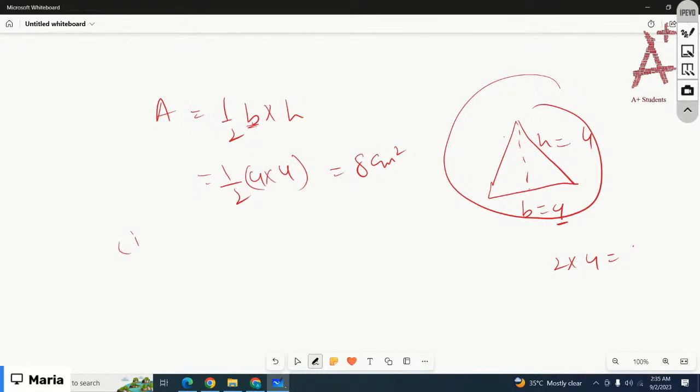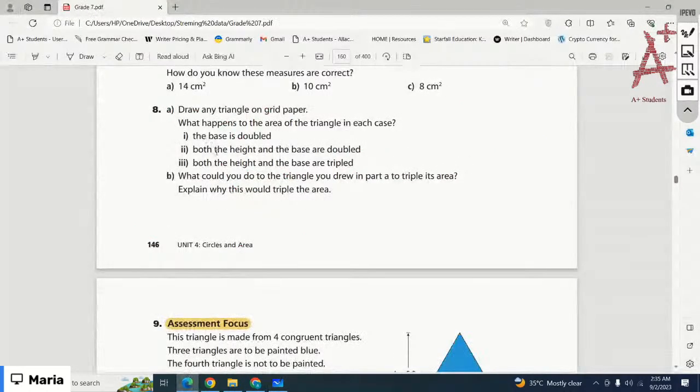Now when the base is doubled, it is 2 times 4, 8. So it would be half times base times height, half times 8 times 4, where the height is the same. 8 times 4 is 32 and 32 divided by 2 is 16. That means if the base is doubled, the area of the triangle is also doubled, right?